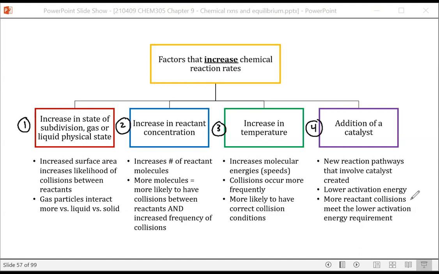So by adding a catalyst, you get more reactant collisions, which then meet the new lower activation energy requirement to produce more product in a smaller amount of time to increase the reaction rate. So that's a summary of the 4 factors to increase chemical reaction rates.